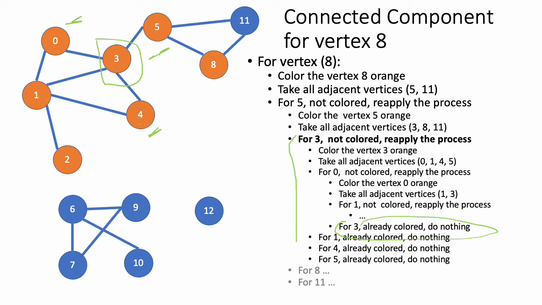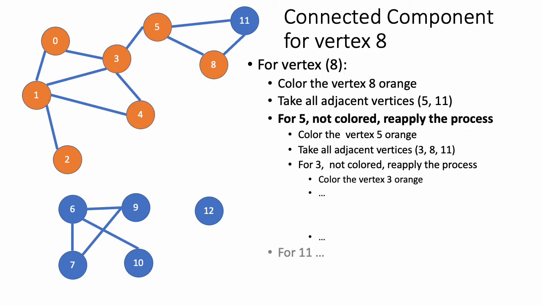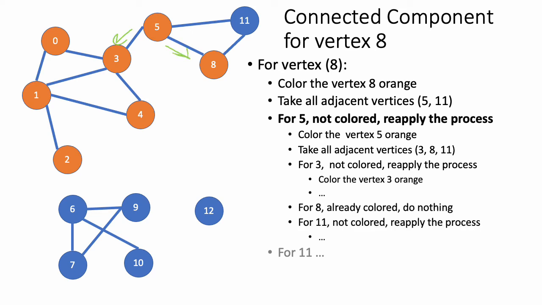So finalizing 3, I will need to come back to 5, from where I came to 3. From 5, I went to 3. And 5 had 3 neighbors, 3, 8, and 11. We treated 3. Now we need to look at 8. So again, I am at 5. I treated already 3. Now I want to look at 8, which is colored, so I do nothing. So next I look at 11.